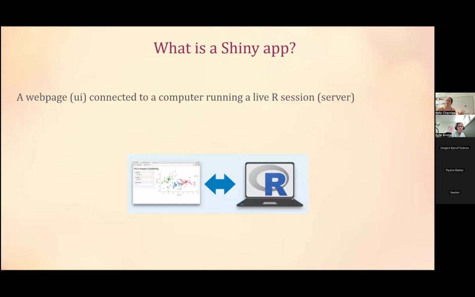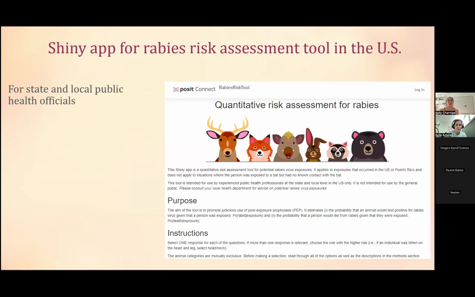All right, so now I'll talk about the tool. So what is a Shiny app? Some of you probably already know what this is, but maybe some of you don't, so I'll just briefly tell you. It consists of a web page or a UI connected to a computer, which is running a live R session or a server. If someone makes a change to the graph or to the inputs, it talks to R and runs code, and then the page updates based on that.